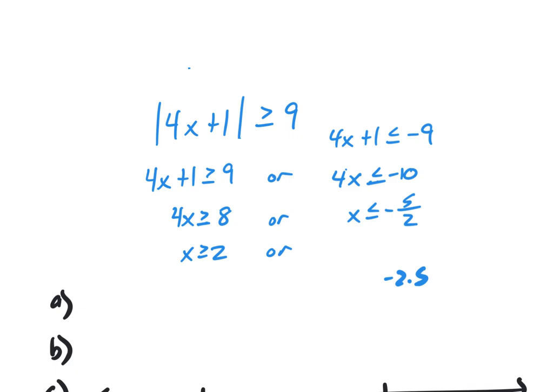Okay, this one over here we'll go ahead and solve. We subtract 1, we divide by 4. We get x is greater than or equal to 2. Okay. Then here, 4x plus 1 less than or equal to negative 9. Don't forget to flip the sign. And then we divide by 4.